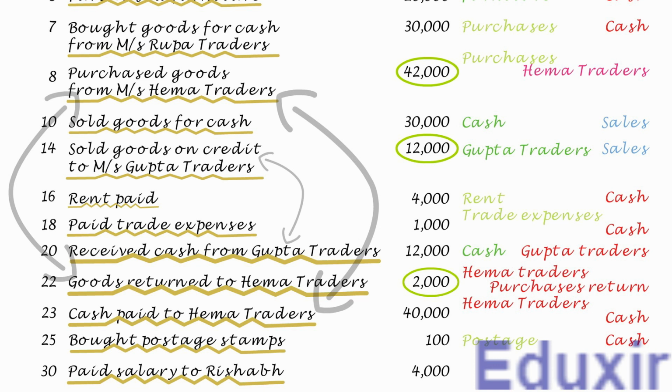We can write Rishabh's name in the description or narration of this transaction. But the account maintained will be the generic salaries account. As you know, salary is an expense. In other words, the business is incurring an expense named salary in this transaction. The rule to record any expense incurred is to debit the corresponding expenses account. In this case, the salary account should be debited.